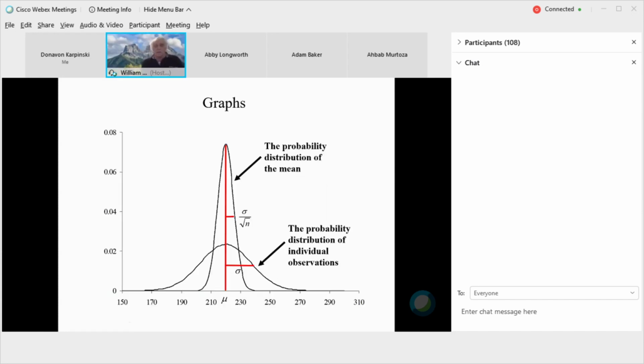So here's the population being sampled. These are the probability distribution of the individual observations. They come from a normal distribution with mean mu, standard deviation sigma. This is the distribution of x bar. It's coming from a normal distribution as well. Its standard deviation is sigma over the square root of n. That becomes smaller and smaller, and the distribution becomes more compact around mu as n increases.